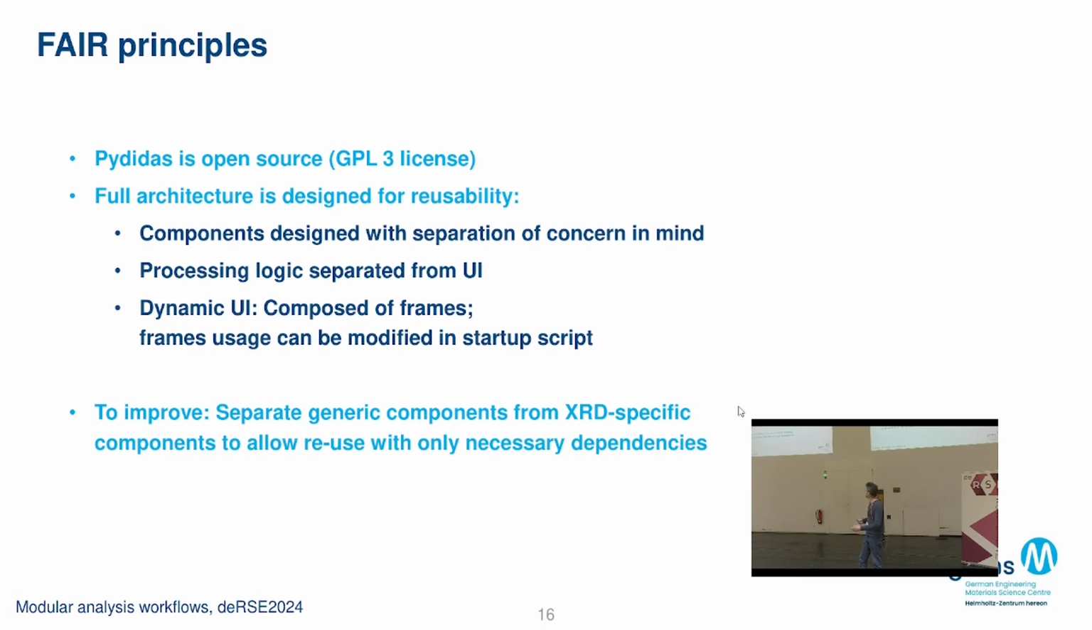It's generated dynamically, composed of frames, and then in the startup script, you can just register which frames to use in the main interface class, and then it spins up with just those that you want enabled. There's one thing to improve. For now, the generic components are not separated from the XLD specific components yet. If you want to reuse it, you still have the dependencies of the XLD specific components in there. So, well, that's just a matter of time. If we have time, we'd like to separate that, but you know how things are.